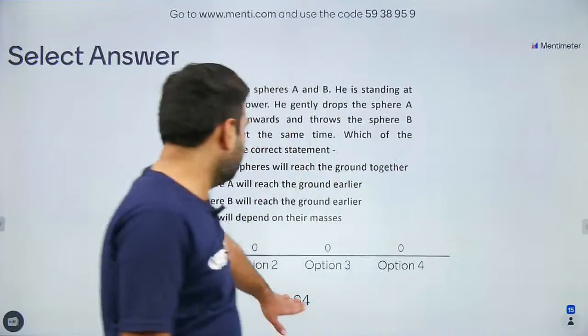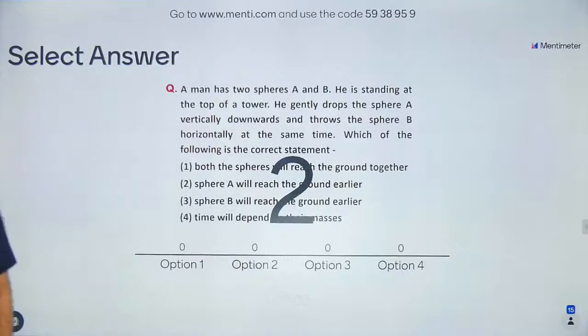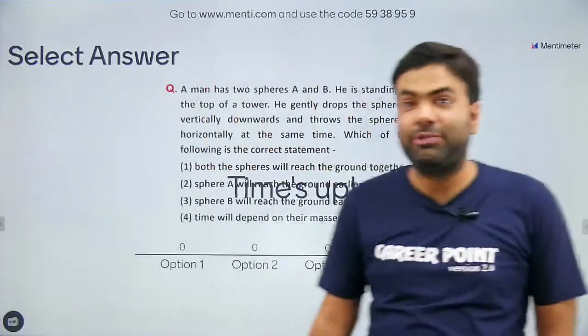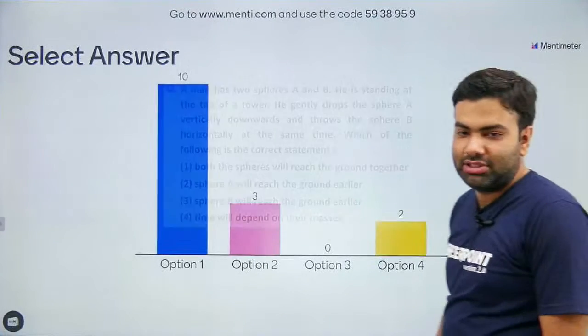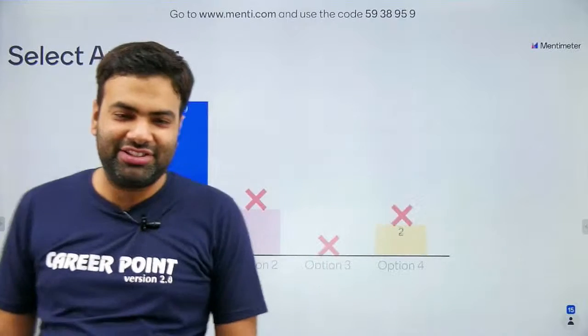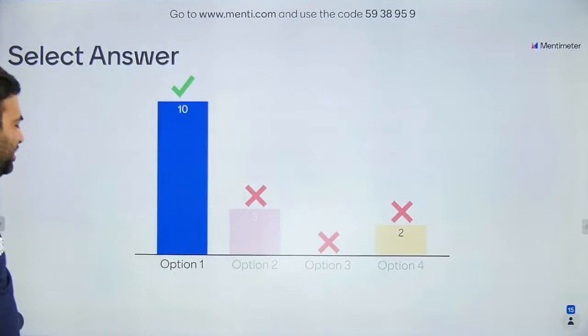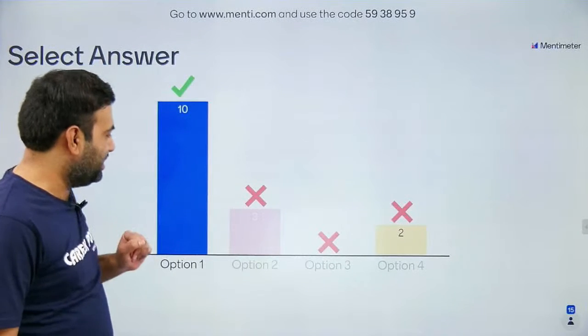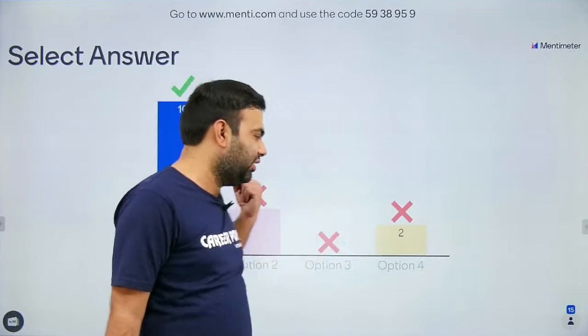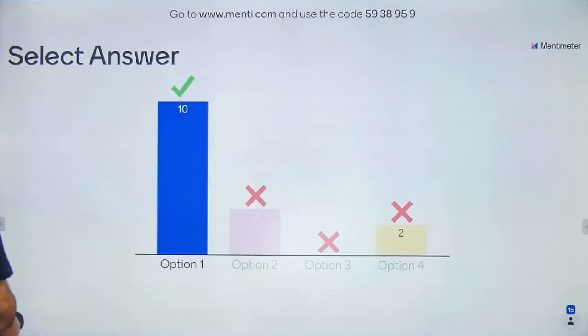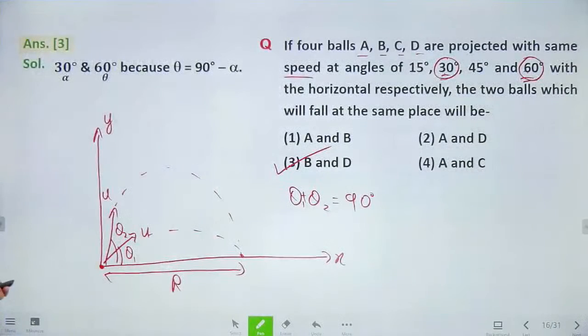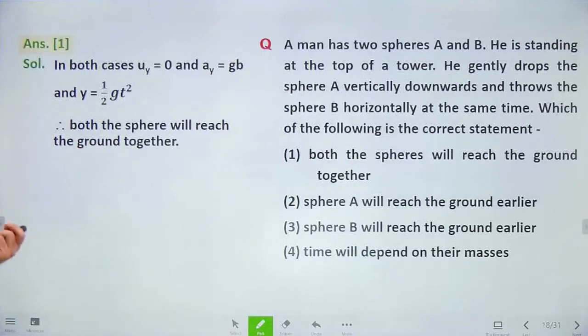Okay, only 4 seconds remaining. Time is up. Giraj has a CP t-shirt. Well done, very good. Okay, so the correct answer is option 1, but as I can see, 5 students have given the wrong answer. But don't worry, I will explain why the answer is option 1.